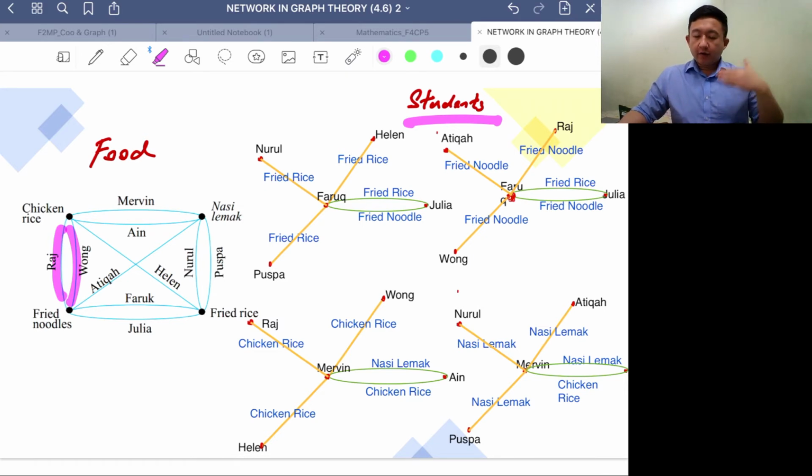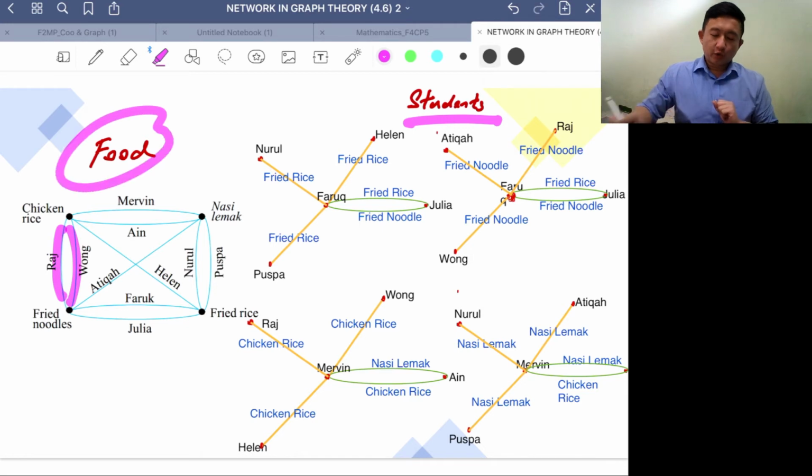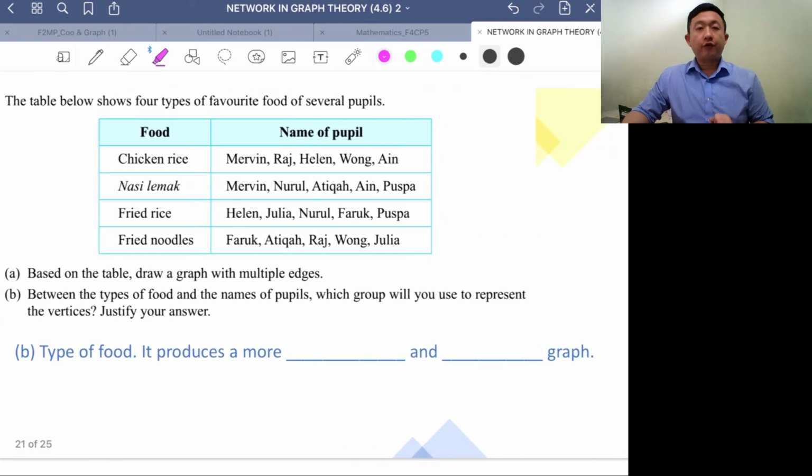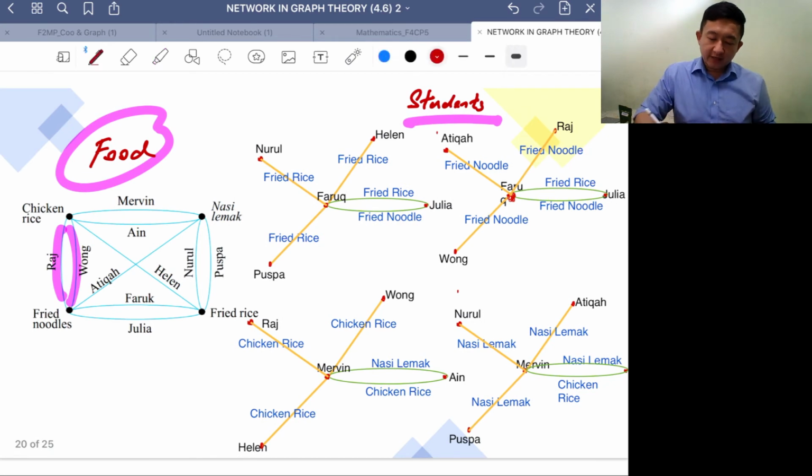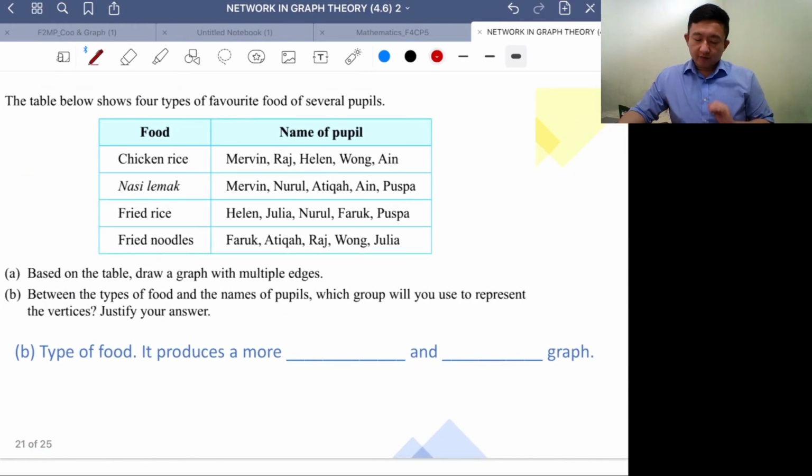So if you compare food as vertices and student as vertices, which gives you a better answer? Now, the answer is foods. We should go for food as vertices because with 1 little graph, it clearly shows all the relationships between the food and the students. It's more suitable, it's more precise. I don't think I need to convince you. So if that's the case, we will go for this one as our final answer, a better one, food as the vertices. And then we go on with the following question.